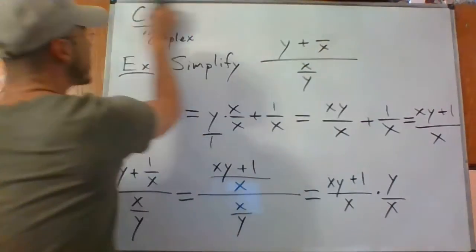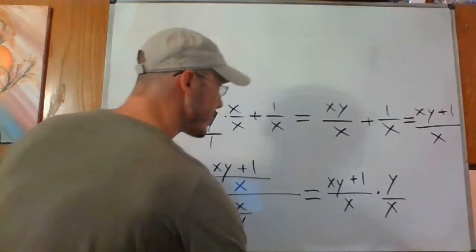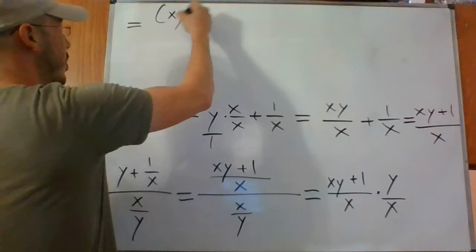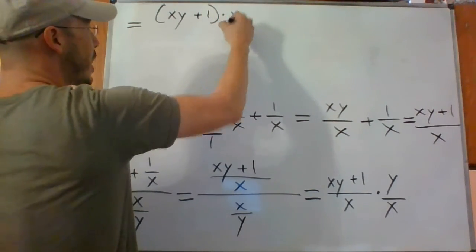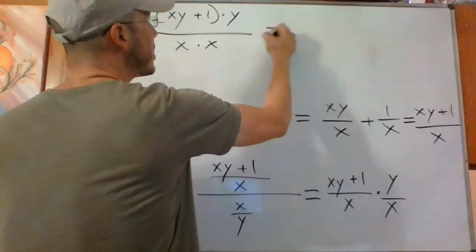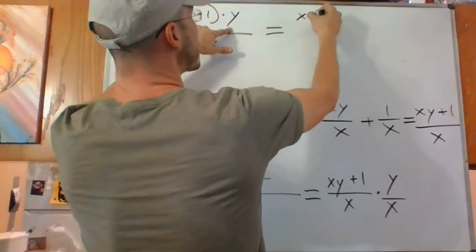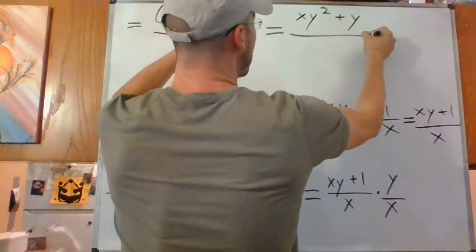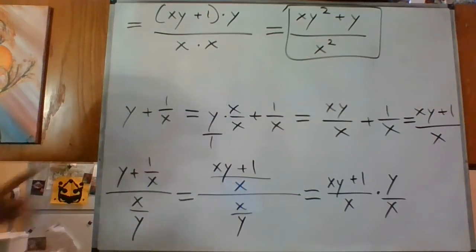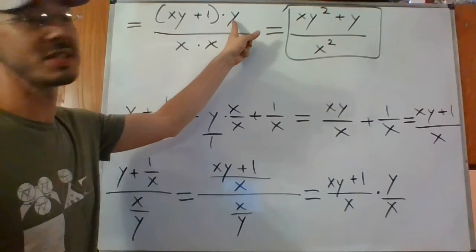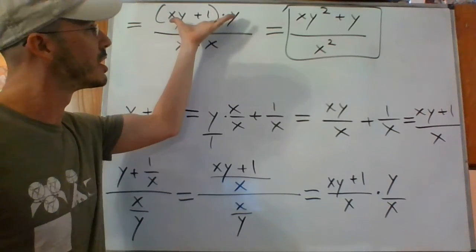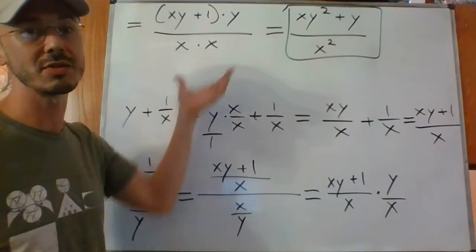Now I can multiply those two. Upstairs, I'm just going to write it with parentheses first: xy plus 1 times y. And then downstairs, x times x. But I can distribute upstairs to get xy squared plus y, and simplify this downstairs, just writing it as an exponent. And that's it, because there is a common factor upstairs. We could have left it like this and really like this too, but there's nothing to remove. There are no common factors upstairs and downstairs.